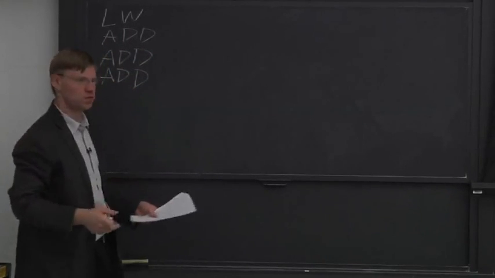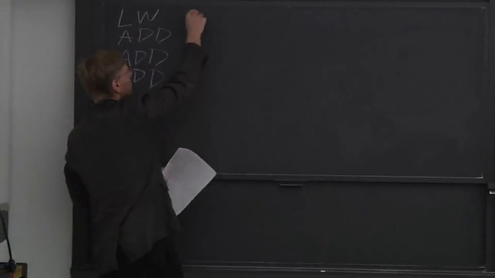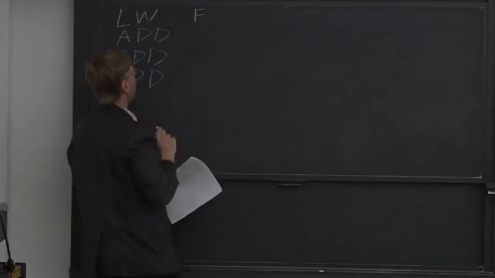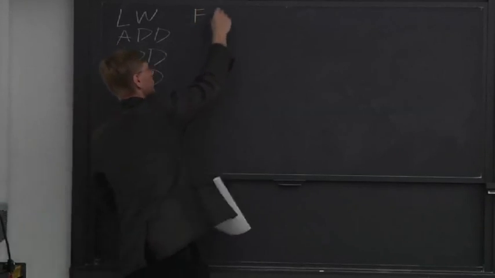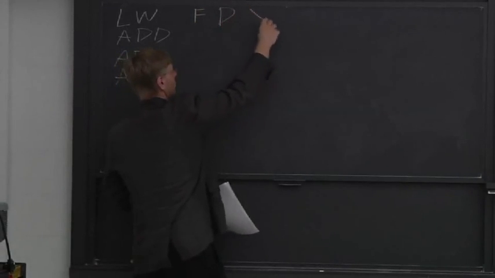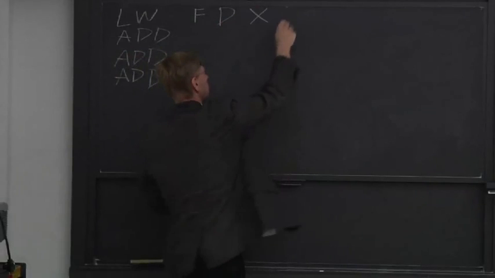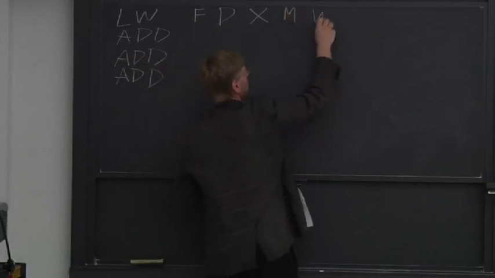OK, so this is our first pipeline diagram here. We're going to have the load coming down the pipe, and it's going to enter the fetch stage. Then it's going to go into the decode stage, then into the execute stage, then into the memory stage, and finally right back.